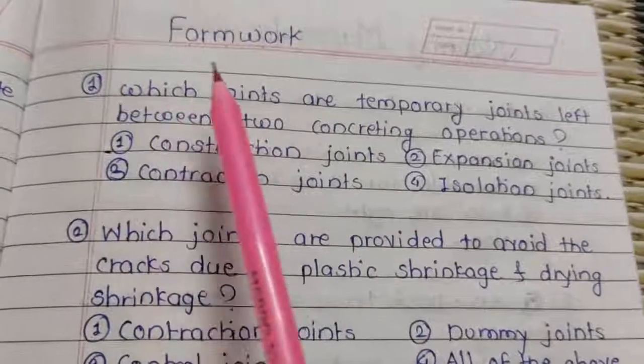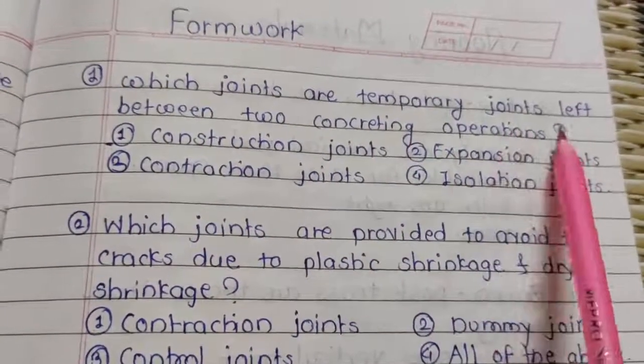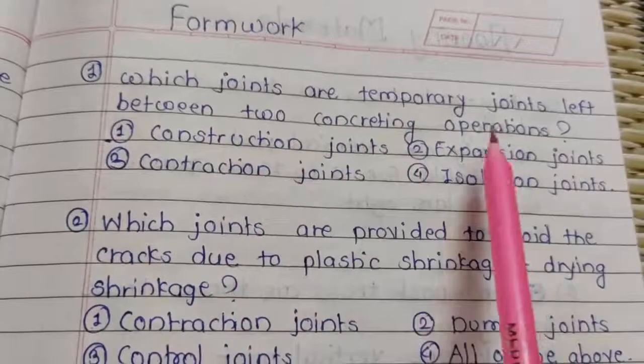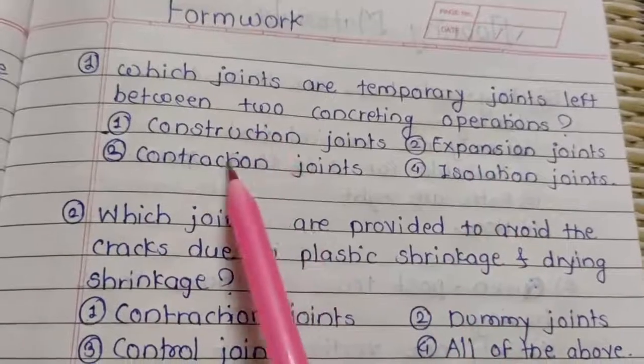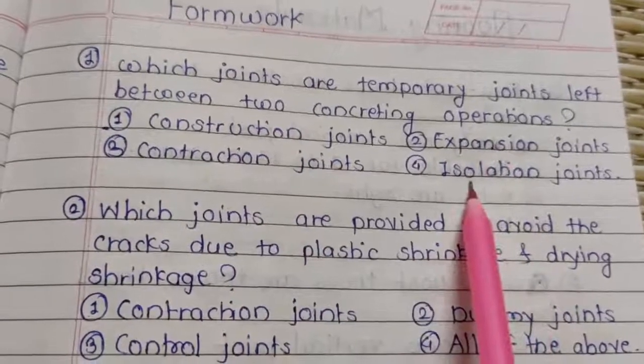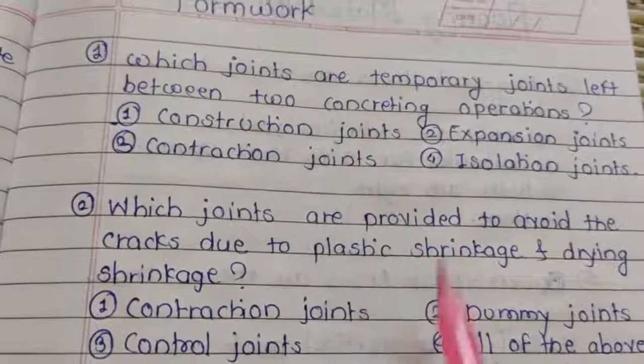Now, formwork. Which joints are temporary joints left between two concreting operations? Construction joint, expansion joints, contraction joints, isolation joints. Construction joints is the answer.